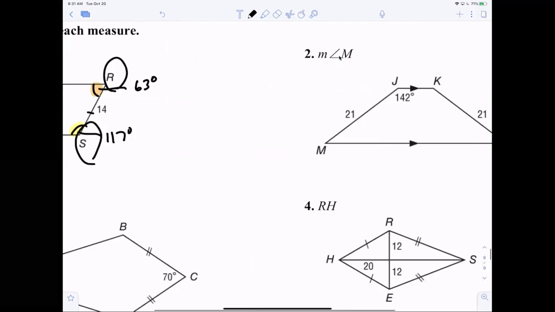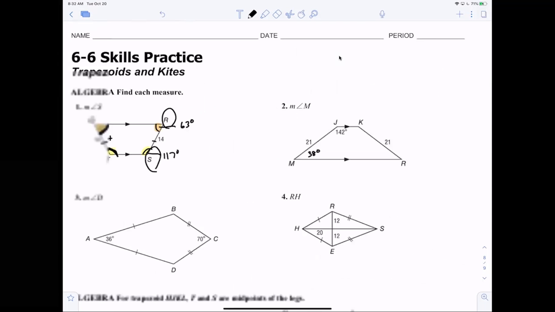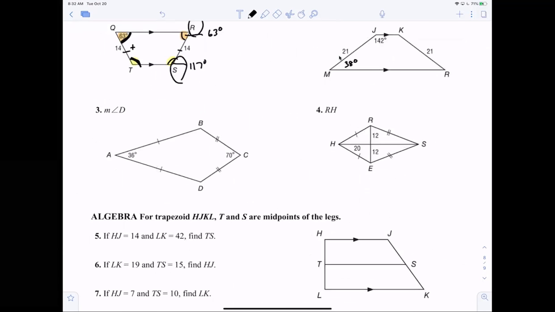All right, let's look at number 2. Again, this is an isosceles, so the measure of angle M would just be what? 38 degrees, easy.